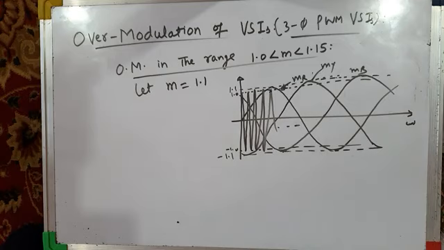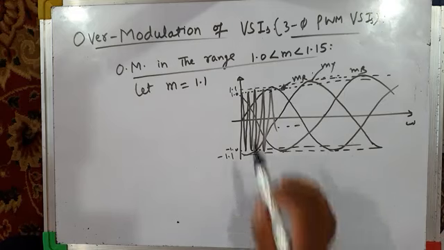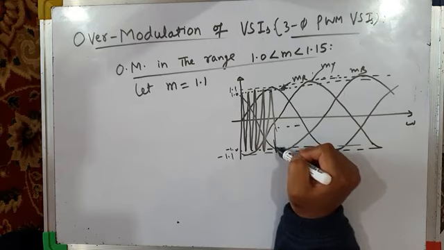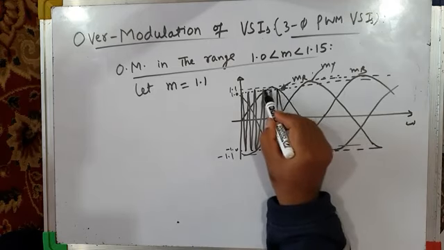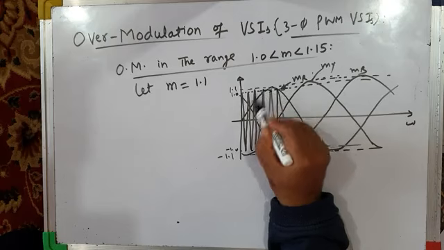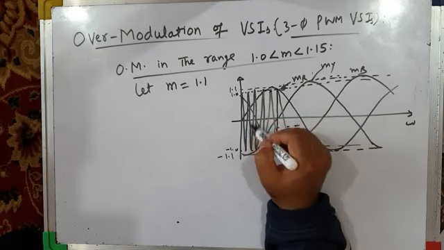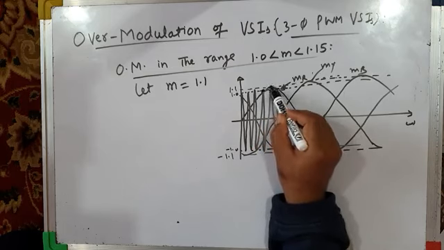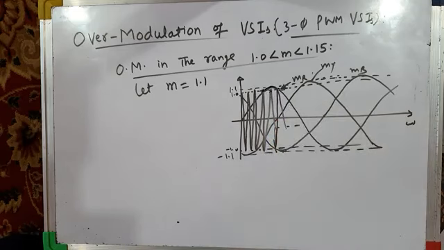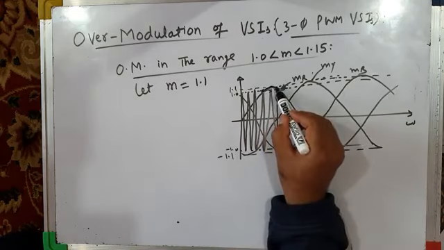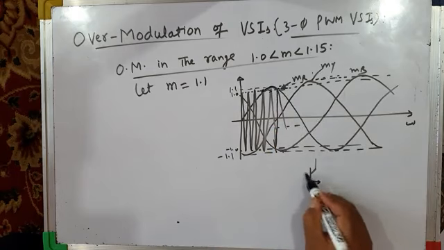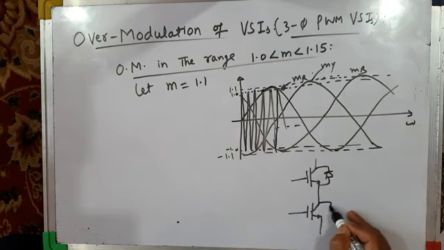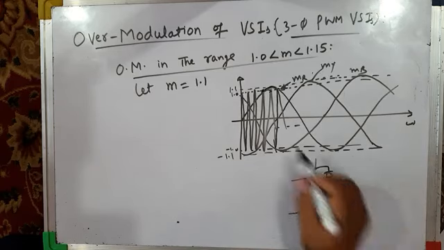Now, because of this over-modulation, for example, in this period, from here to here, if you draw the carrier again, it's like this. From this instant to this instant, you will see the peak of carrier wave is higher than the peak of modulating wave, but from this instant to this instant, the peak of modulating wave is greater than the peak of carrier wave. So when the peak of modulating wave is greater than the peak of carrier wave, that means, if you take an inverter leg, say phase leg R, this is inverter phase leg R. It is controlled by the modulating wave MR.